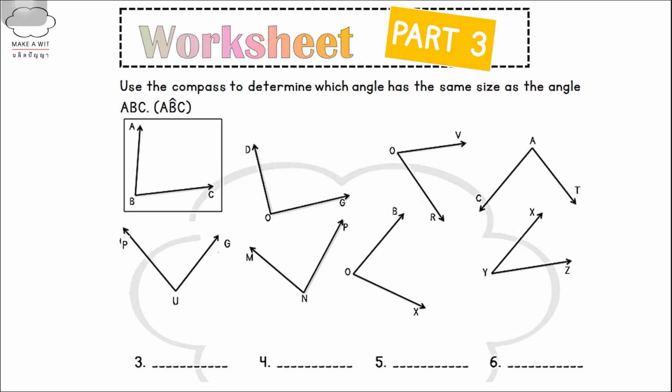Use the compass to determine which angle has the same size as angle ABC. So this is the angle that you need, the given angle. Try to make a cut and then check which one is the same size as angle ABC here. So use the compass, of course. Let's start from the first one, number 3, angle PUG. Don't forget, start from the vertex and try to cut. If you don't remember how to do it, go back, okay? Rewind the clip.